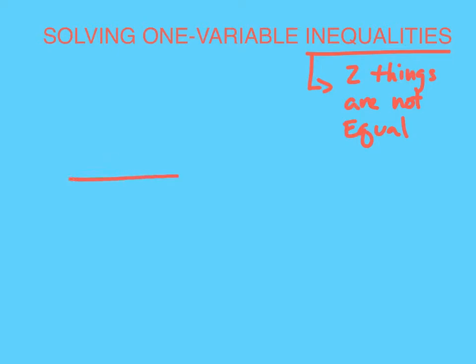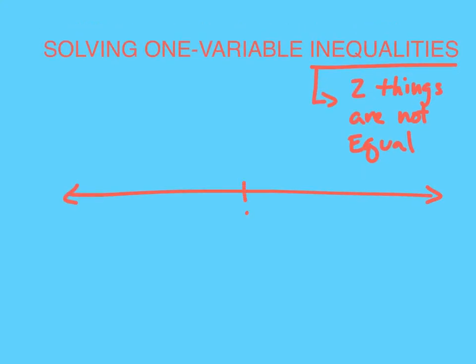Hi there. Today we're going to be talking about solving one variable inequalities. Now it's important that we understand what an inequality is. That's when two things are not equal, that one is going to be bigger than the other, okay? And what I'm going to do is look at a number line here, because a number line is going to help us understand inequalities a little bit better.